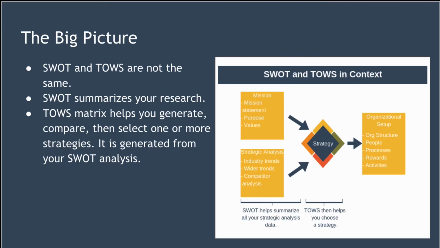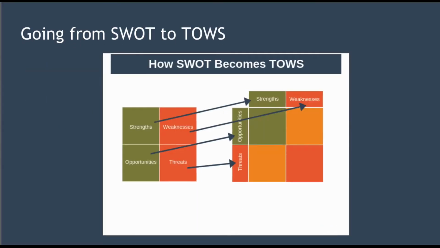So the purpose of a TOWS matrix is to help you come up with strategic options based on your SWOT analysis. So to summarize, the SWOT comes first and helps you summarize your research, and the TOWS follows, and it helps you to identify and then select one or more strategies to pursue. Now, we mentioned that the TOWS is built from the SWOT. So how does that work?